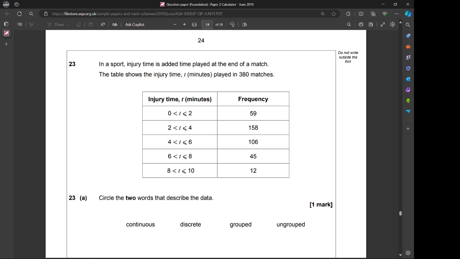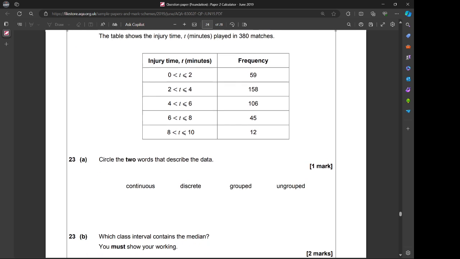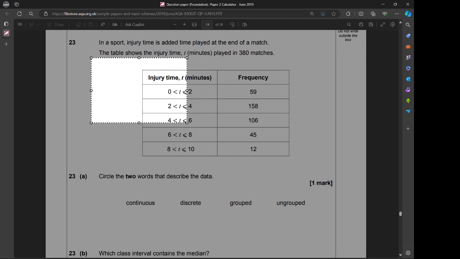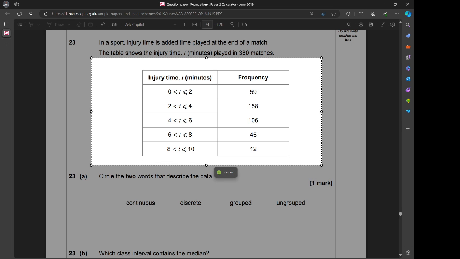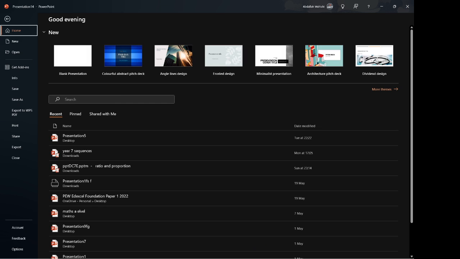Part B, which class interval contains the median? To work out the median, we're going to half the total frequency. So half of 380 is going to be 190. And then all we do is work out the accumulation of this. So what do I mean by that? Let's copy and paste this here, just to be clear, because this is a bit trickier now.